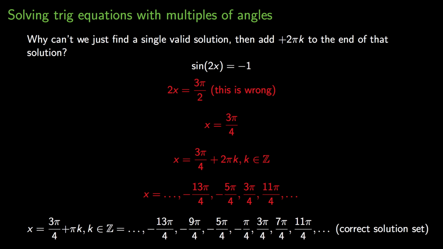So, in conclusion, make sure that when you undo a trig function, you're following the full process and doing the plus 2 pi k, k any integer, or you're writing out the full list of solutions at that time.